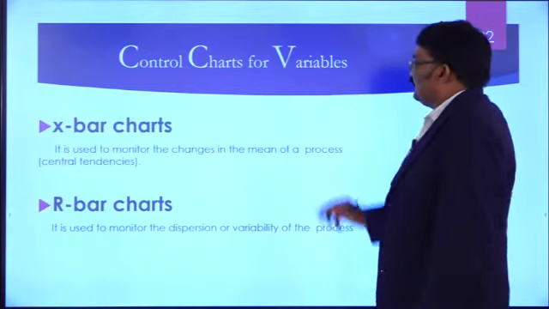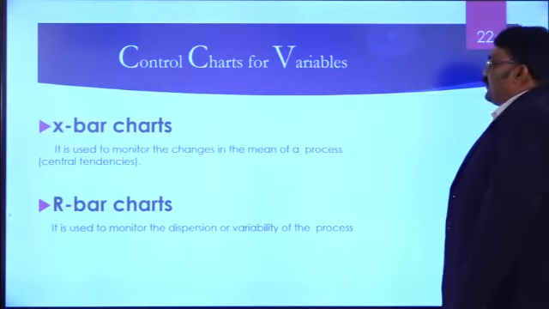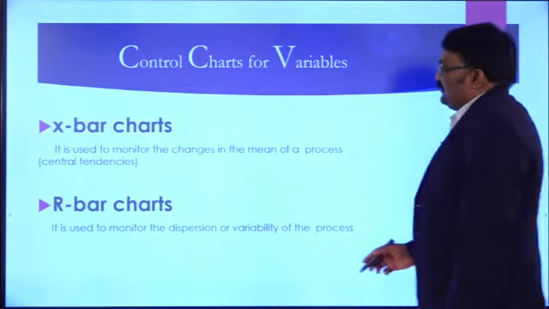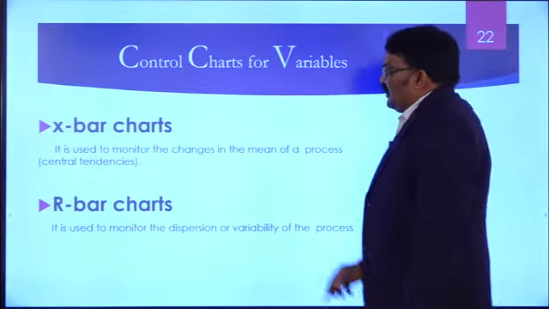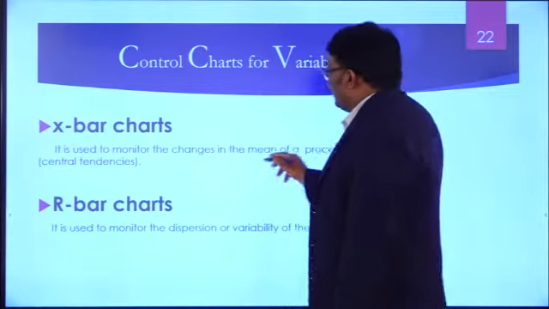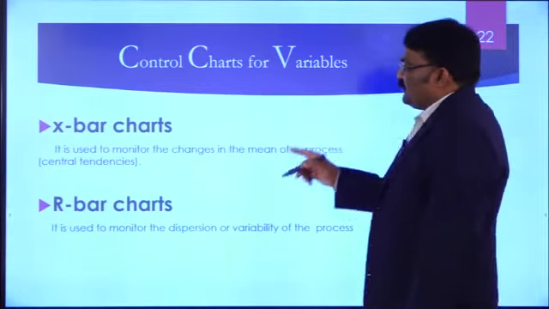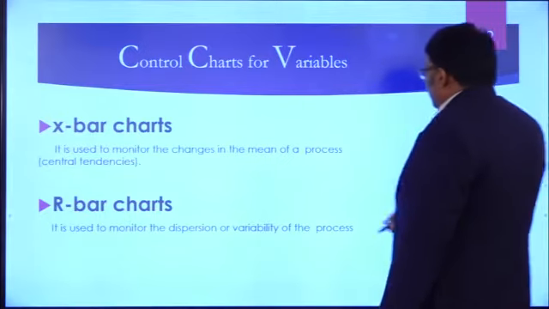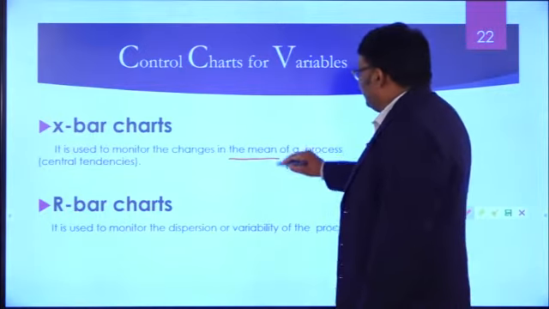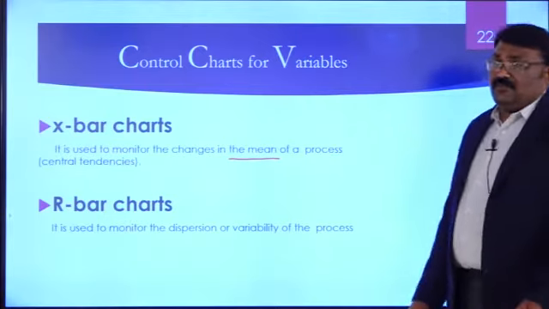Now, these are the control charts for variables. We have seen the x bar chart and the R bar chart. It is used to monitor the changes in the mean. So, what is the x bar chart used for? To monitor through the change in the mean, whether the mean has been changing.